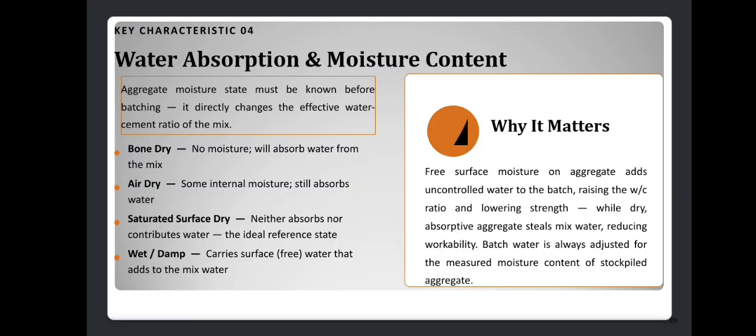The fourth characteristic is water absorption and moisture content. Before batching concrete, we must know the moisture condition of the aggregates. If aggregates contain free surface water, the effective water cement ratio increases, reducing concrete strength. If the aggregates are too dry, they absorb water from the mix and reduce workability. Therefore, moisture correction is always necessary during concrete mix design.